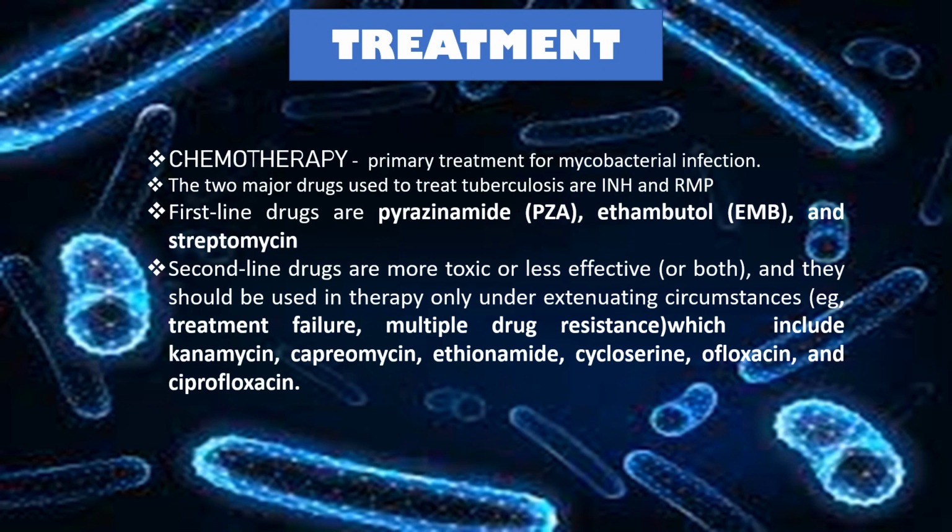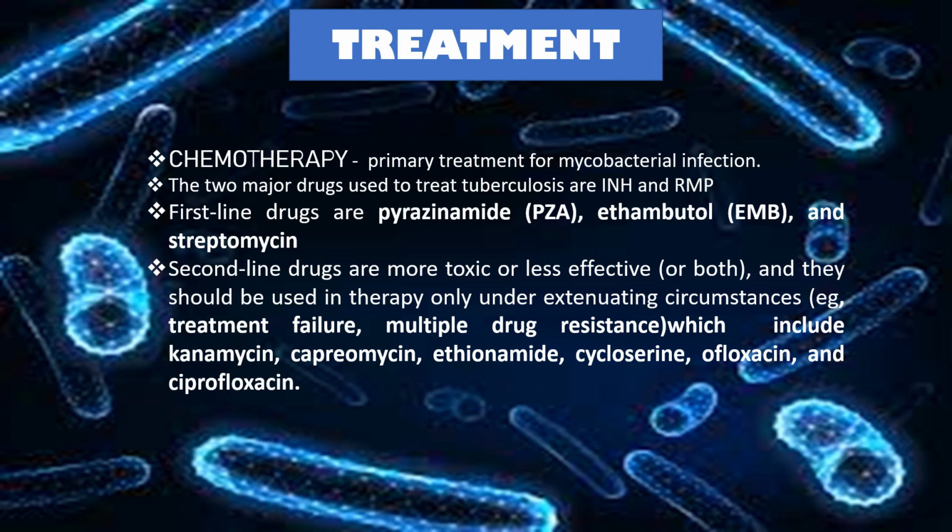Treatment. Chemotherapy, primary treatment for mycobacterial infection. The two major drugs used to treat tuberculosis are INH and RMP. INH is isoniazid, also known as isonicotinic acid hydrazide, an antibiotic used for treatment of tuberculosis, and RMP is rifampin, one of the antibiotic medicines used to treat tuberculosis also. First-line drugs are pyrazinamide, PZA, ethambutol, EMB, and streptomycin.